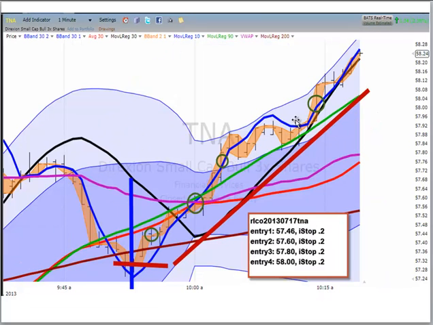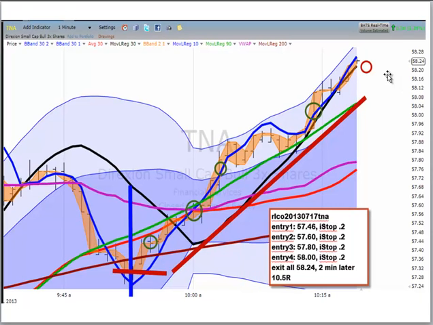Shortly after that third position, it just takes off and starts running. We get the fourth bullet in at 58, everything with a 0.2 initial stop, and off it goes, and we're just tracking and stalking the exit right now. So we're all in with 4 positions.